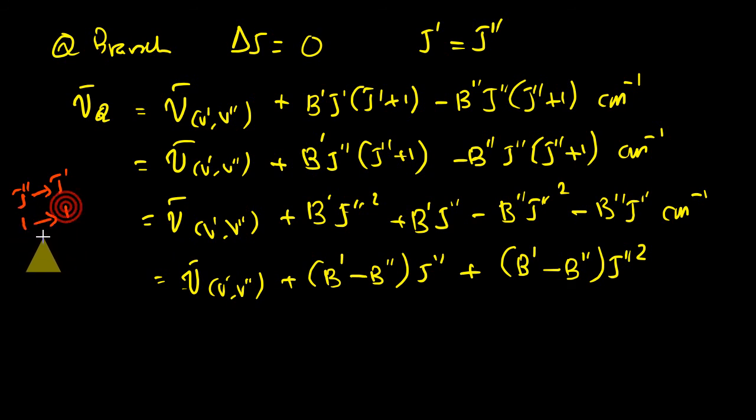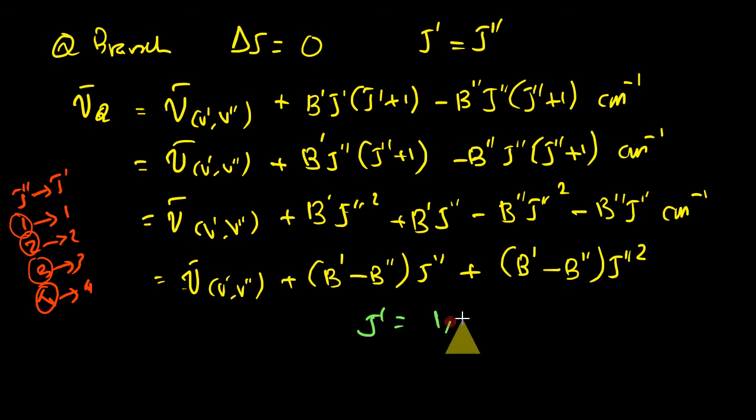1-to-1 transition is possible. 0-to-0 is not possible, we said that earlier. The 0-to-0 transition should be excluded from the selection rule. Okay, so 1-to-1, 2-to-2, 3-to-3, 4-to-4 etcetera are the transitions. Now what is the lowest value? It is 1. 1, 2, 3, 4, etc. are the values of J double prime. So let me write here J double prime is equal to 1, 2, 3, etc.